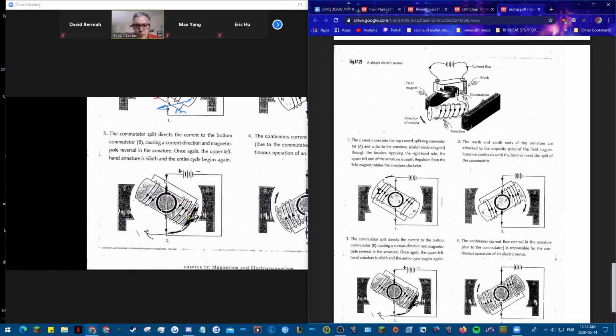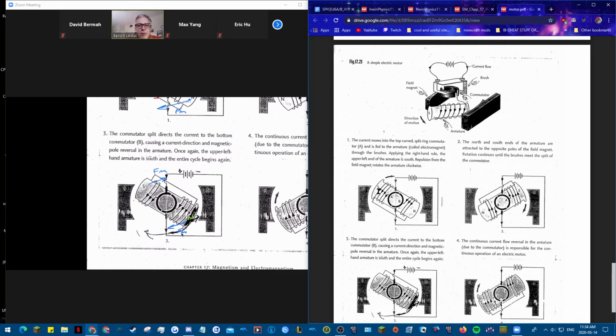It's become north. And now you have north and north. So now you have a magnetic repulsive force going this way. And then the same thing happens here. You have south and south, so there'll be a repulsive force going this way. And then this coil will go in the same direction, clockwise.